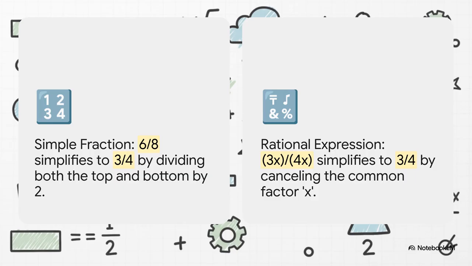Now this. This is where it should all click into place. Look at the left, 6/8. We all know that simplifies down to 3/4, right? You just divide the top and bottom by 2. Easy. Now look at the right, 3x over 4x.